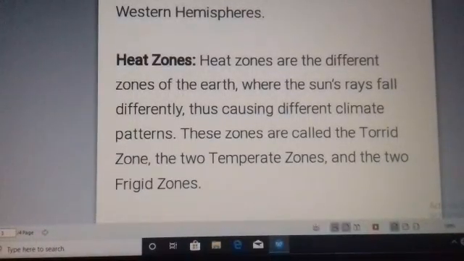Next is heat zones. Heat zones are the different zones of the earth where the sun's rays fall differently, thus causing different climate patterns. We learned that heat zones are different zones which receive varying amounts of sun rays. We have three heat zones: the torrid zone, which receives the maximum heat; the temperate zones, which receive relatively less heat; and the two frigid zones, which receive the least sun rays, and that is why they are very cold.